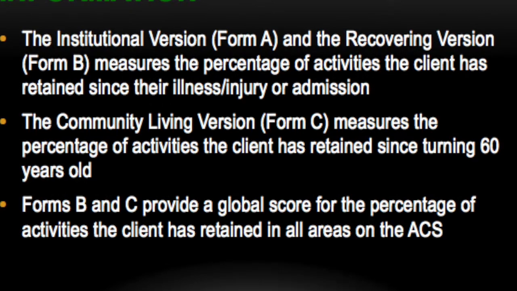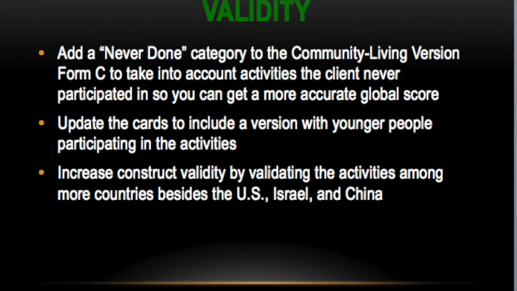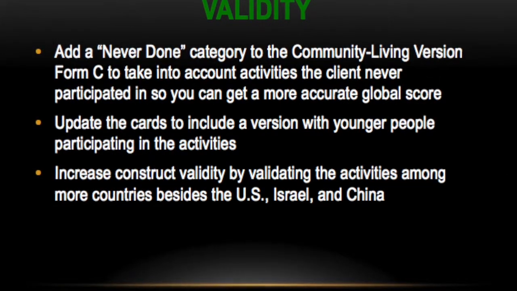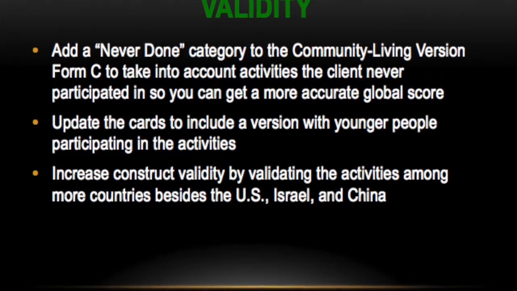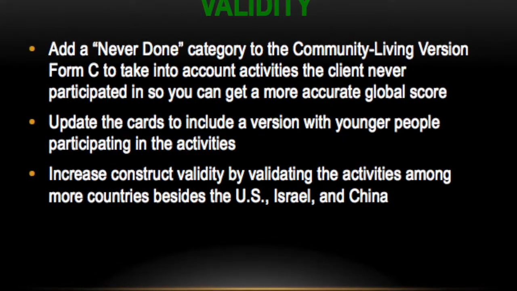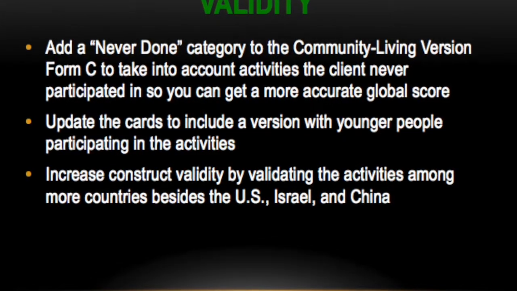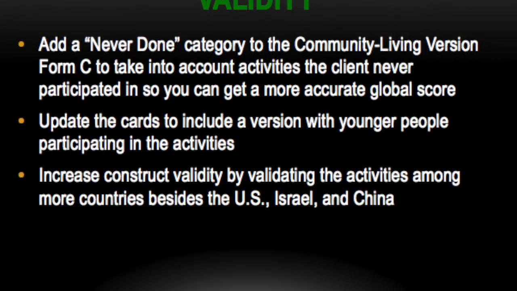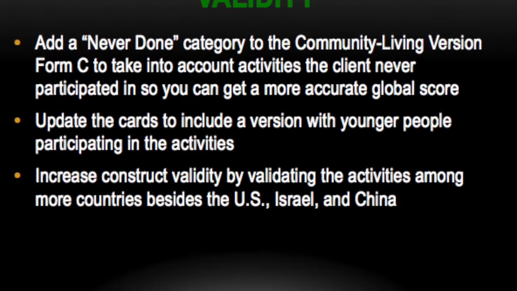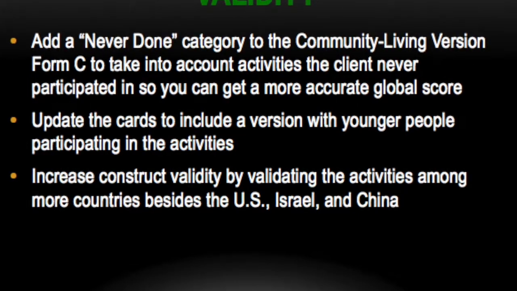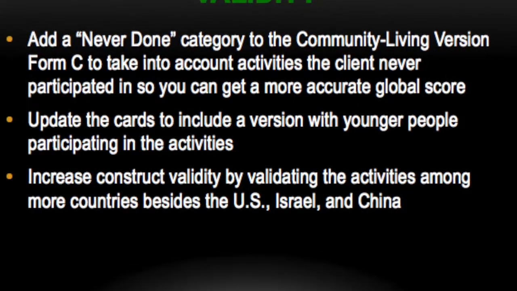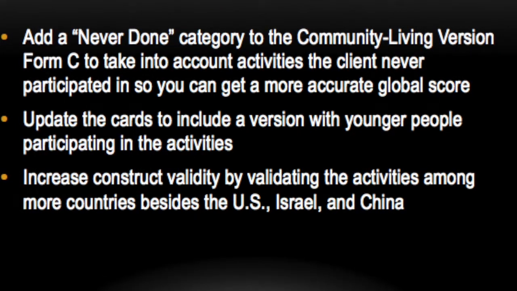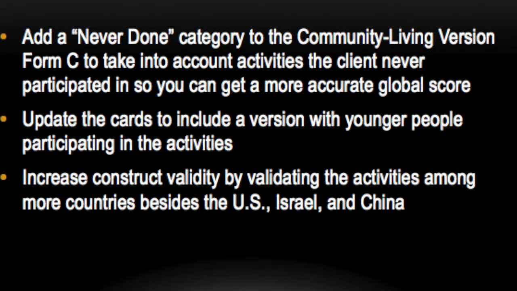3 suggestions to improve test validity are adding a never done category to the community living version Form C to take into account activities the client never participated in so you can get a more accurate global score. You could also update the cards to include a version with pictures of younger people participating in the activities. Another suggestion is to increase construct validity by validating the activities among other countries.